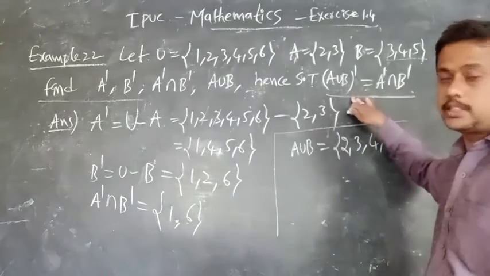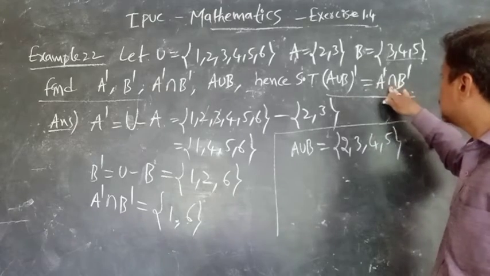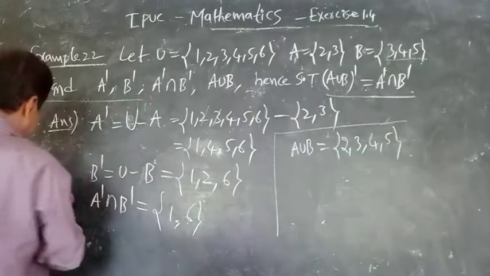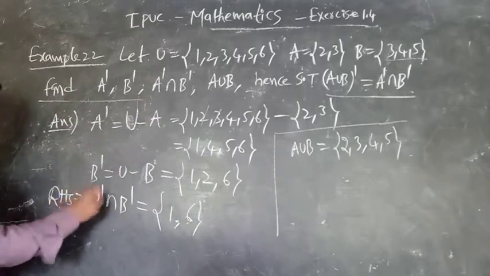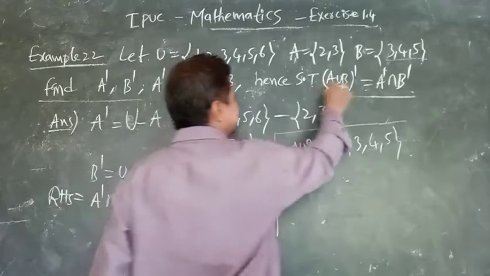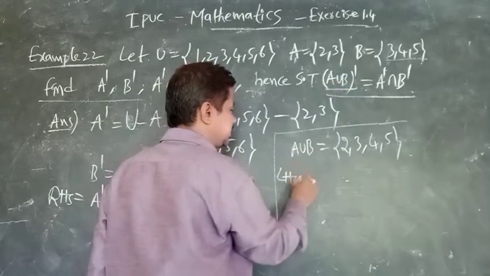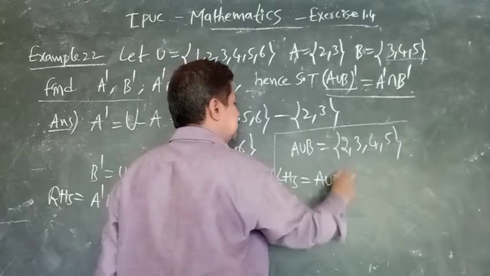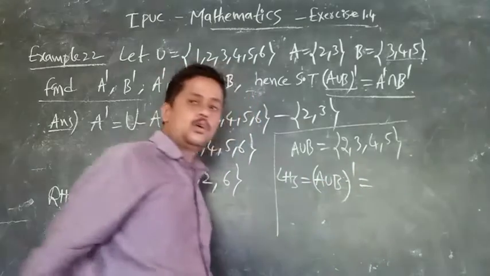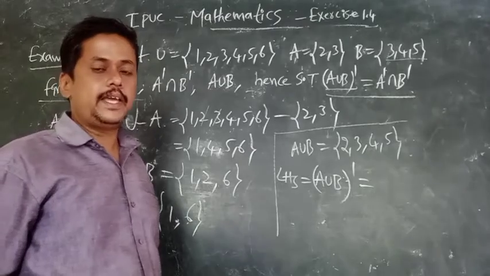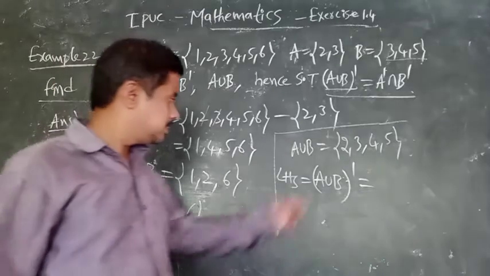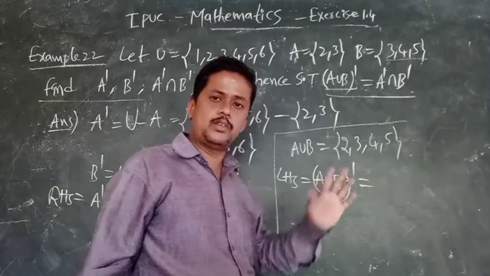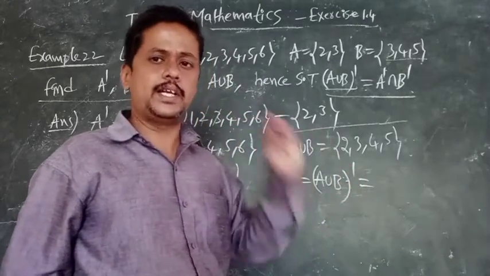Next, I have to show this one. A dash intersection B dash is already calculated. This is the RHS. Write down another time, RHS. This one RHS is equal to. You have to calculate the LHS. What is LHS? Tell me. LHS is A union B whole dash. Anything whole dash, then U minus this value. Calculate, or U minus that value you have to write. That is the technique. Okay.